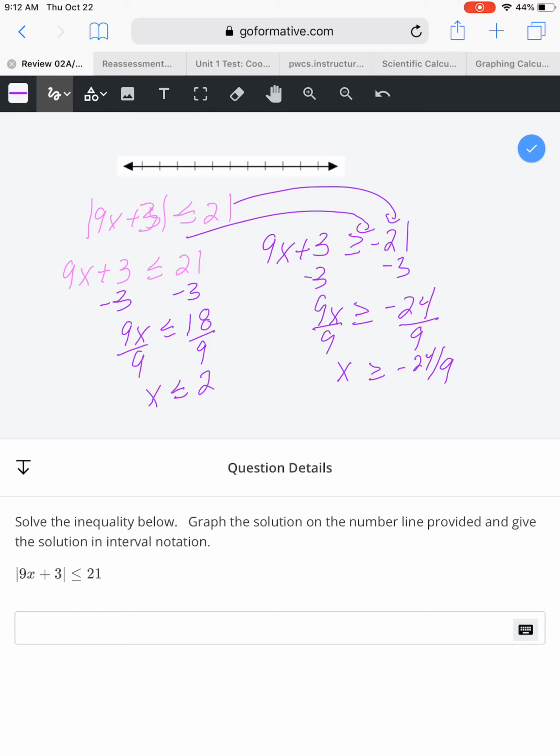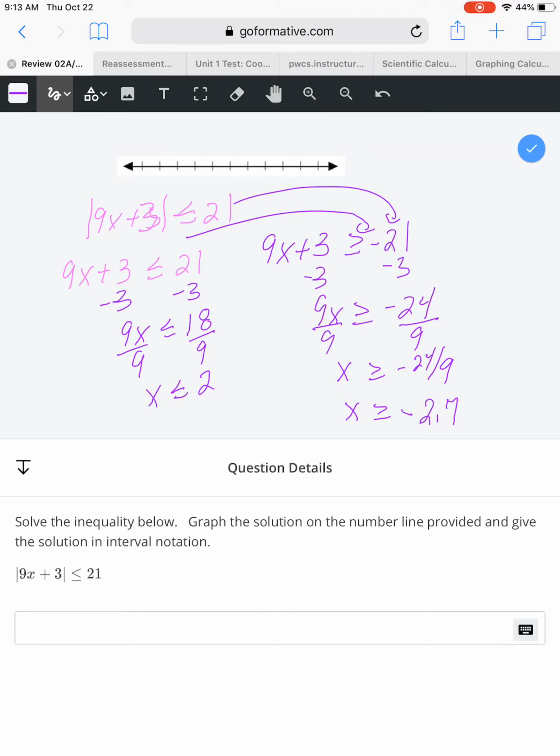It's not a delightful answer. So x is greater than or equal to negative 24/9. You could put it in your calculator. So 24/9 is going to be negative 2.7, approximately. Graph the solution on the number line provided. So I have positive 2 and negative 2.7.